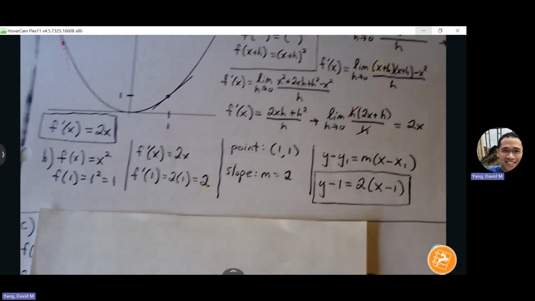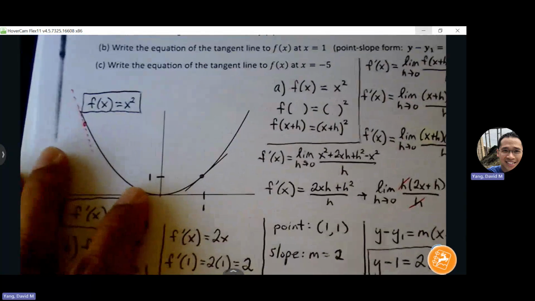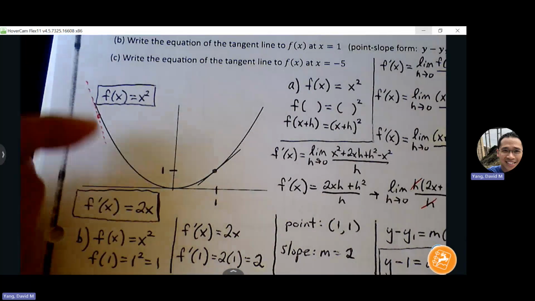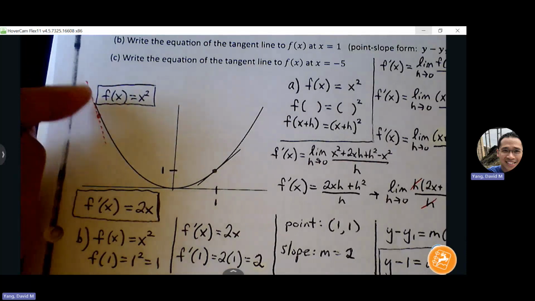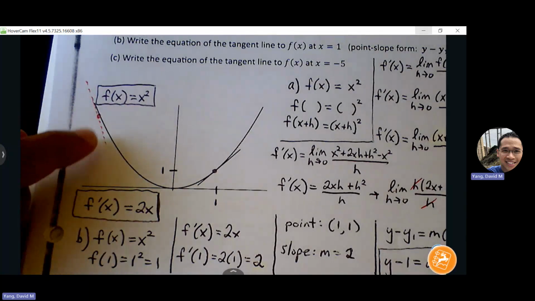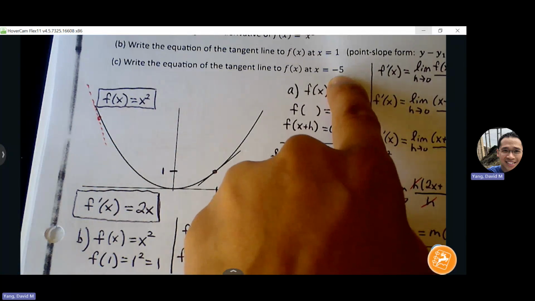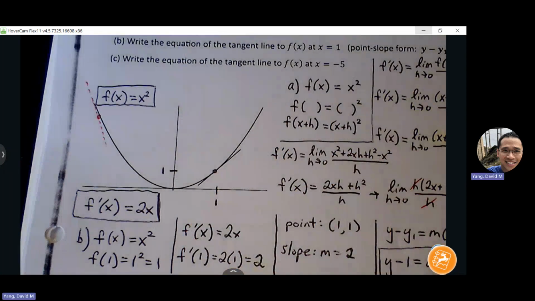So let's try part C. Part C says, write the equation of the tangent line of the function at x equals -5. So imagine there is a tangent line that is skimming the surface of the graph at x equals -5. We're going to find the equation of this line. Same idea. You're going to take your -5, find the y value using your original function, and you're also going to use that derivative to help you find the slope at that point. And then again, once you find your ordered pair and your slope, you can write the equation of your line. Okay, try part C.